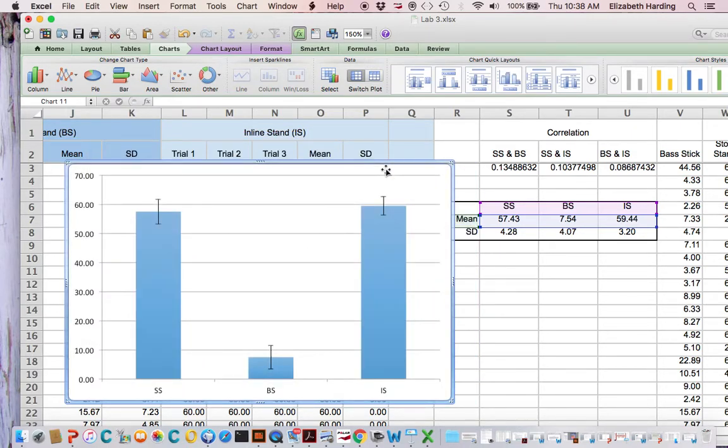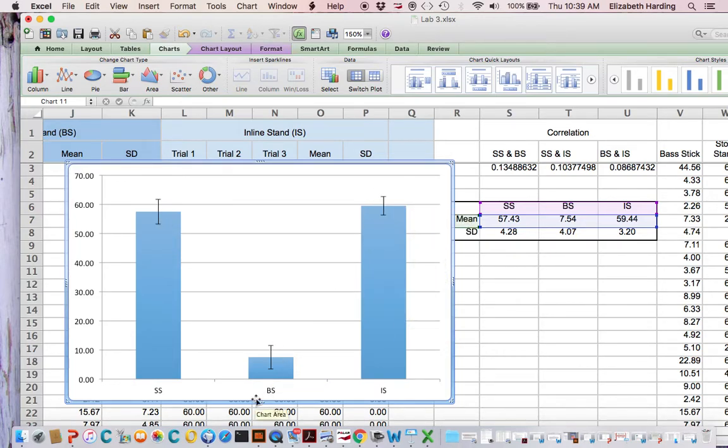All right, and then let's just do a visual check right here. So the standard deviation for our stork stand and our bass stick stand were pretty close, the difference between 4.28 and 4.07. So the size of these error bars should be fairly similar. And then for the inline stand, we had a standard deviation of 3.2. So we're expecting that the error bar here would be a little smaller than these two, and it is. Right, so that checks out pretty well.